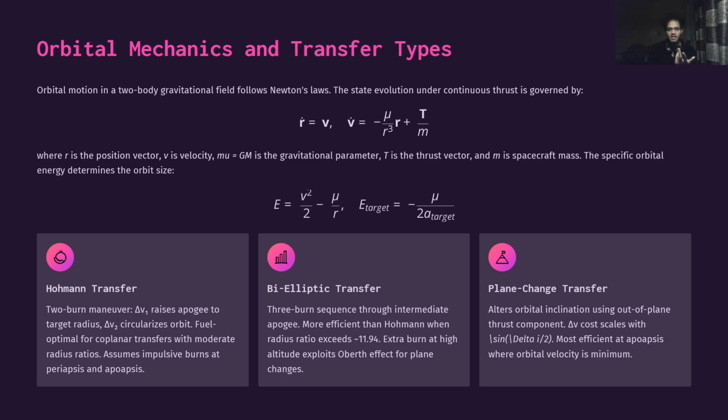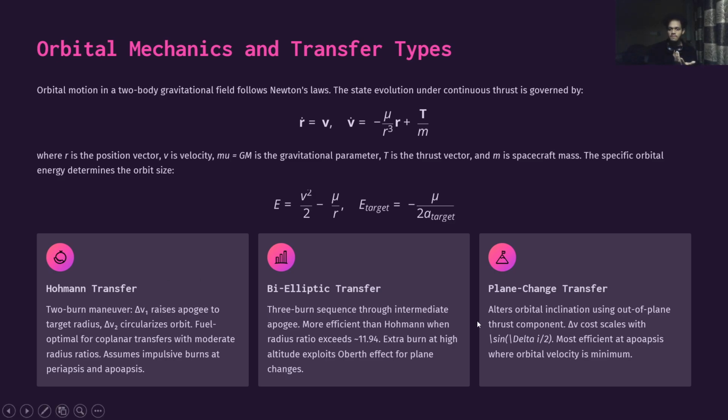Bielliptic transfer is a three burn sequence through an intermediate apogee. It's more efficient than Hohmann when the radius ratio exceeds 11.94. But the Hohmann transfer is very good for the cases where the ratio is less than 11.94. So we usually go for Hohmann transfer, and in this particular project I have implemented the Hohmann transfer.